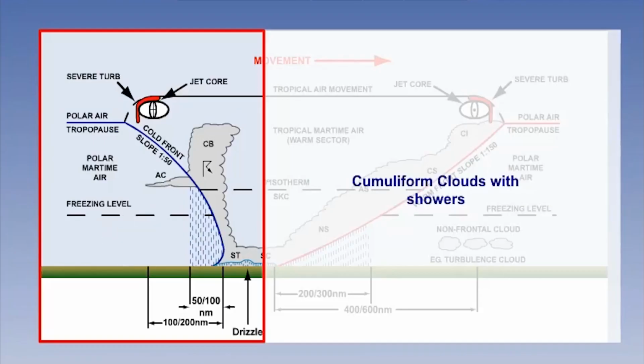As we have seen, this convection leads to showery precipitation, with possibly hail as well. Again, turbulence and icing could be a problem within these areas. This now concludes the breakdown of the polar front depression.